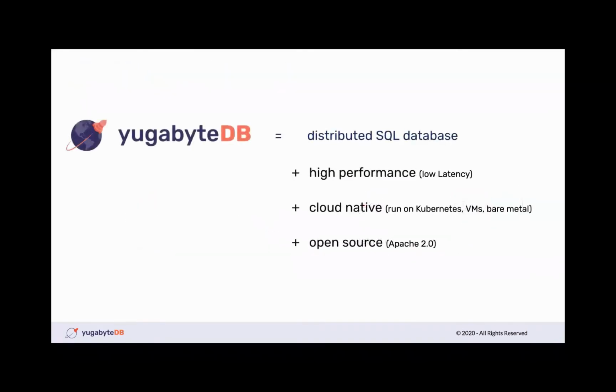Okay, so now that we've looked at distributed SQL, let's take a look at specifically what YugabyteDB does. YugabyteDB is, of course, a distributed SQL database with a focus on high performance and low latency. It has a focus on being cloud native, so you can run it literally anywhere on any IaaS, be it Kubernetes, VMs, or bare metal. And it's completely open source under Apache 2.0, very similar to PostgreSQL.